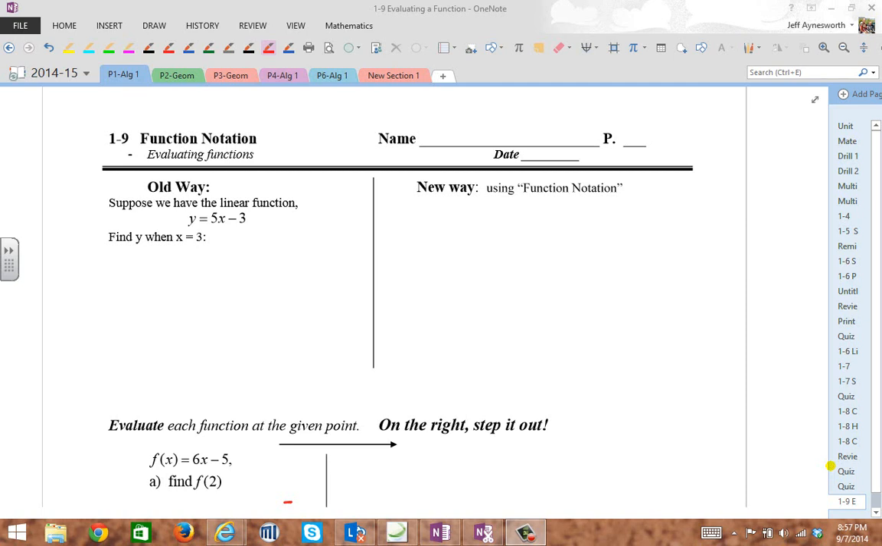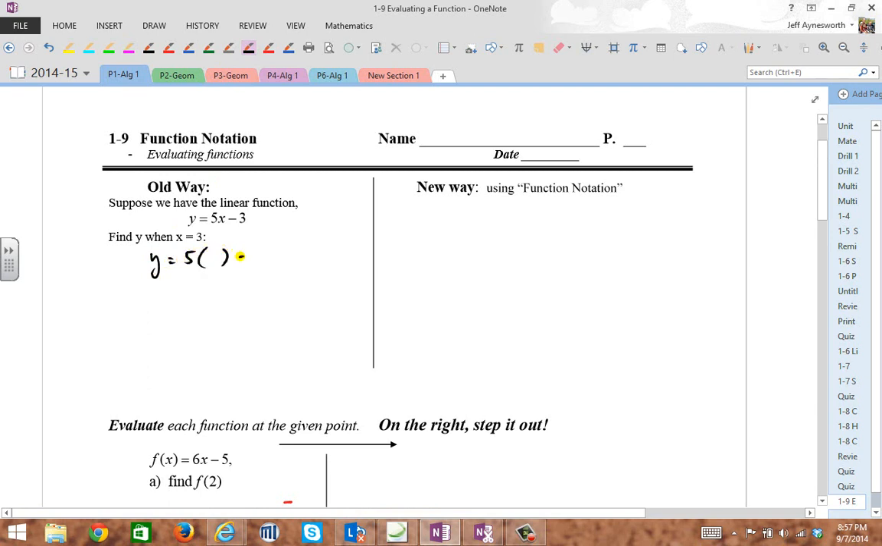Let's take a linear function such as y equals 5x minus 3. And let's find y when x is 3. You've seen this and you've done this before. What we need to do is take our function, which is y equals 5 times whatever x is, minus 3. And we're going to take 3 here and substitute it in. 5x means 5 times x, so you want to take 5 times your x value, minus 3, and substitute that in.